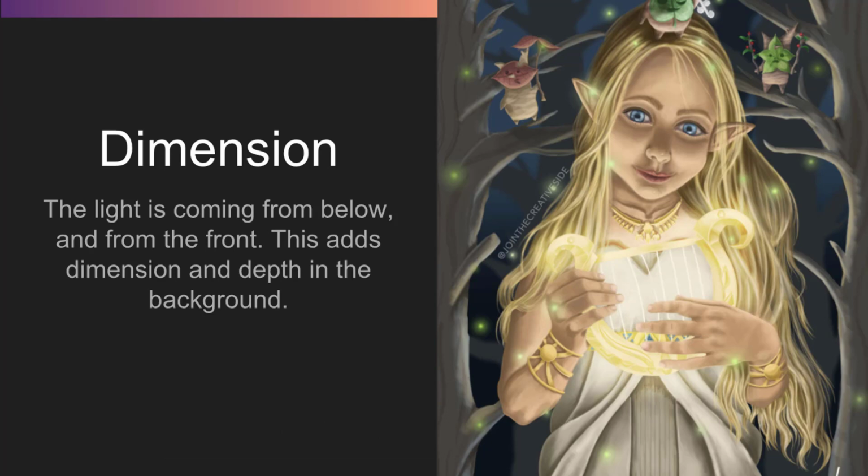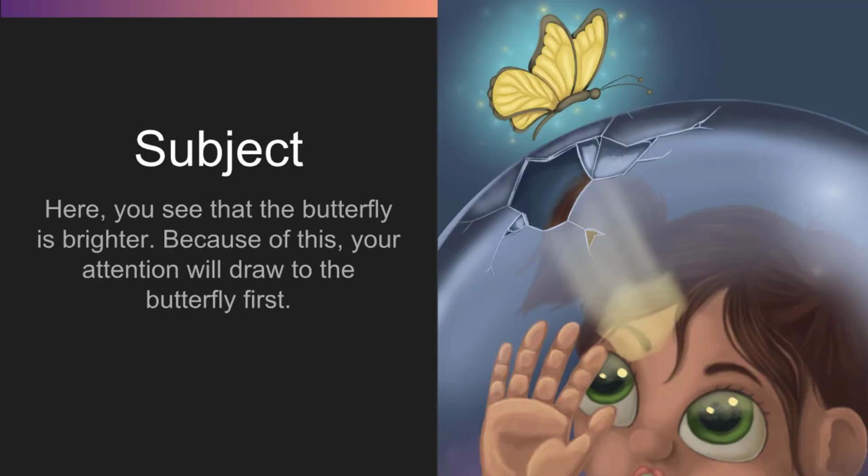So this is a digital painting I created, and here I want to discuss the dimension of colors. In this digital painting the light is coming from below and from the front. This adds a dimension and depth of field in the background. You will see that the most important subject in this digital painting is the girl with the harp that lights in the dark. The least important part of this digital painting are the woods in the background. That is also why they are darker and the girl in the front is light. So, here I'm using colors to draw your attention to a certain subject.